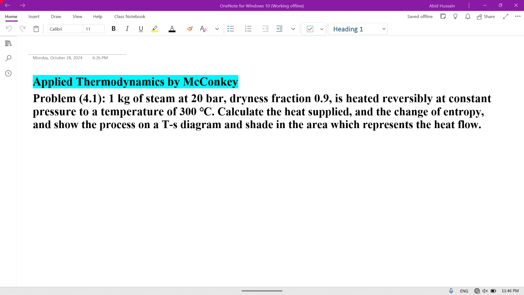Bismillahirrahmanirrahim. In today's lecture, we are solving problem 4.1 from Applied Thermodynamics by McConkey. So the problem is: 1 kilogram of steam at 20 bar.